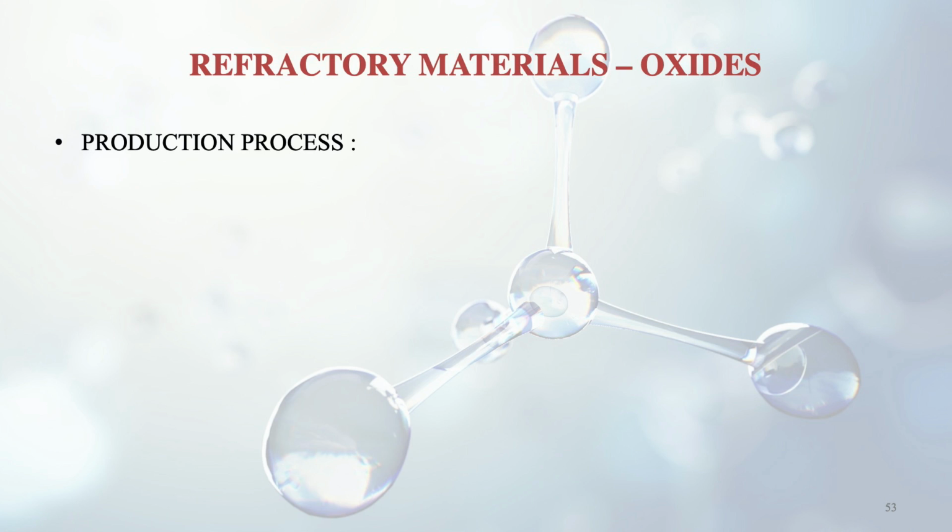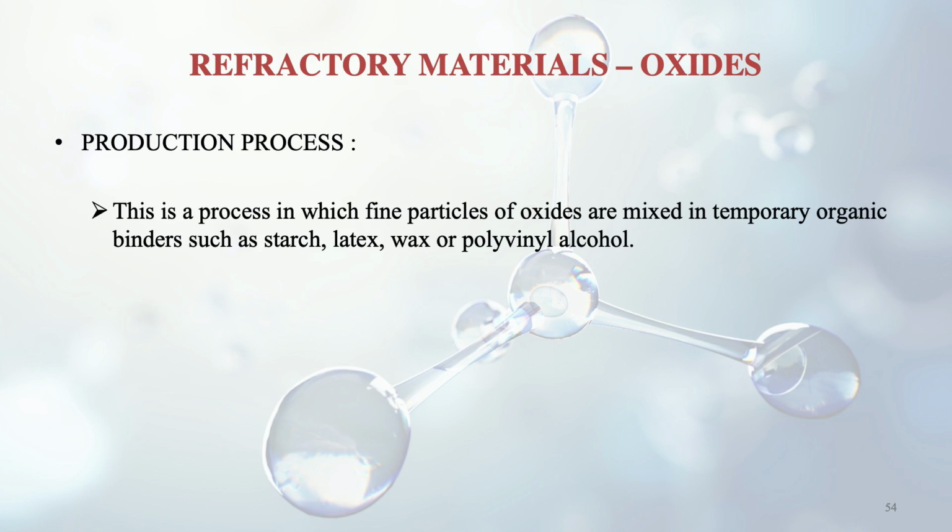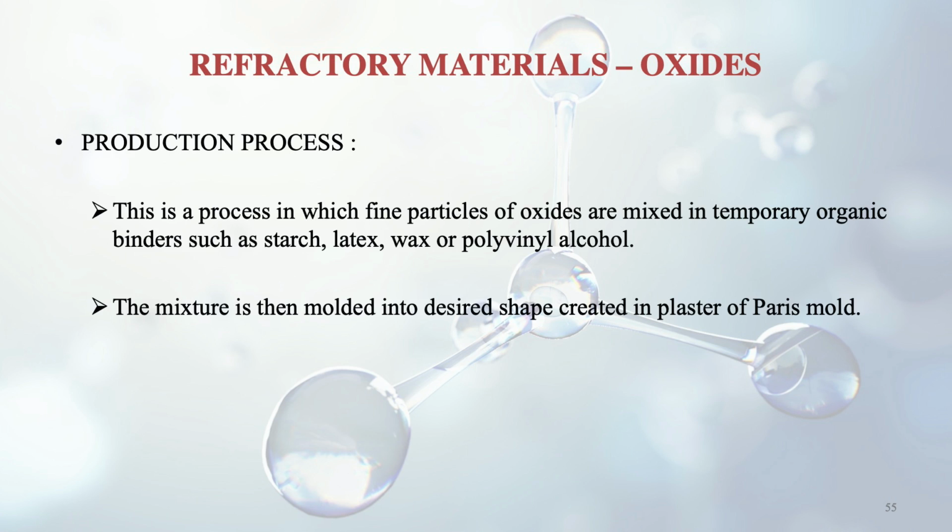So what is the production process for these refractory oxides? There is a process in which fine particles of oxides are mixed with temporary organic binders. And what are these temporary organic binders? Like starch, latex, wax or polyvinyl alcohol. Then this mixture of the two is molded into the desired shape, created in a plaster of Paris mold. So there is a plaster of Paris mold, and in that this mixture is poured. And further we wait for drying.